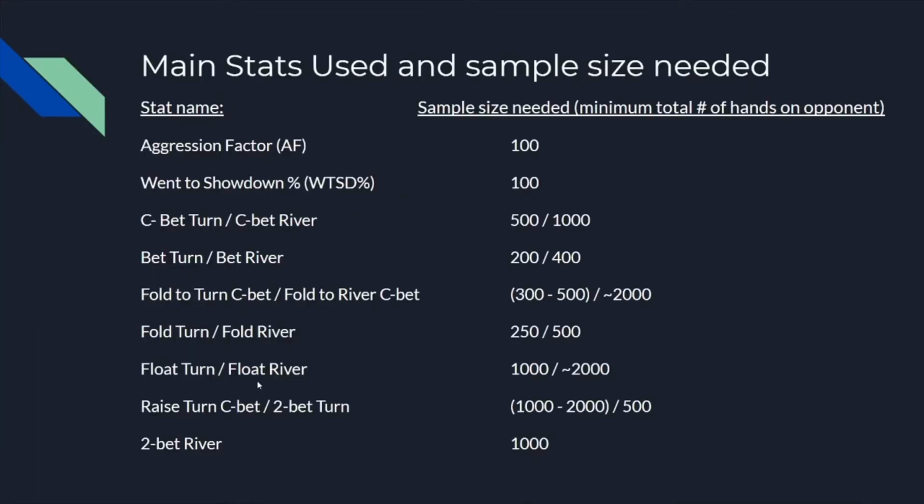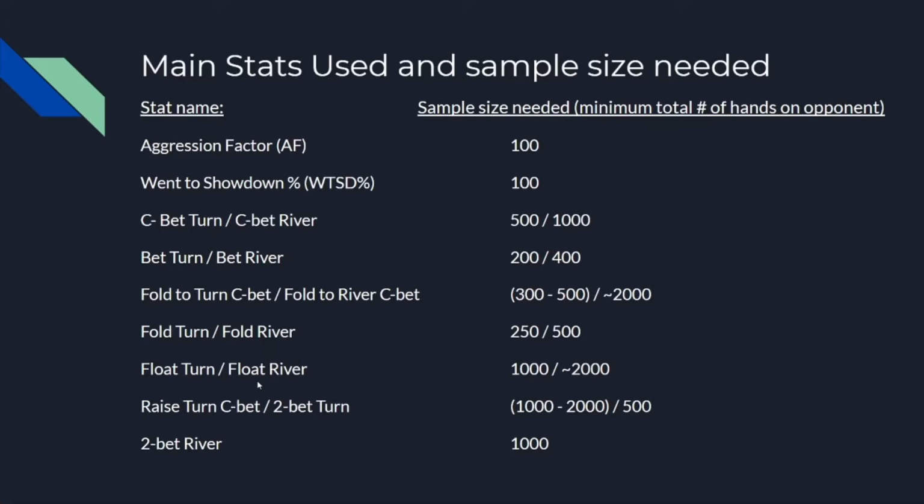This page has all the main HUD stats that we'll be using on the turn and river. Two of these stats stick out the most and are unlike the others, which is the aggression factor and went to showdown value. The reason why they're different is because we don't need a very large sample size in order to start relying on these stats effectively.